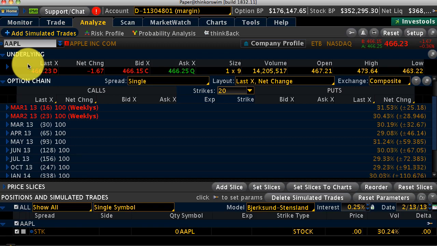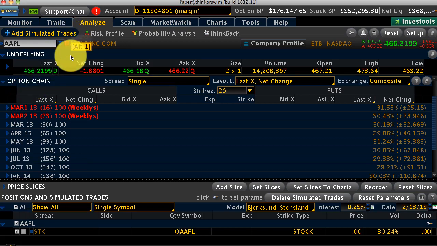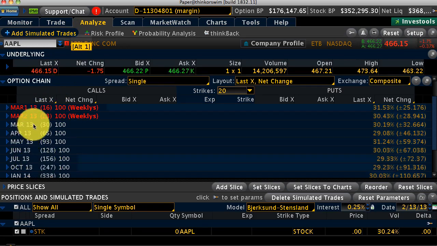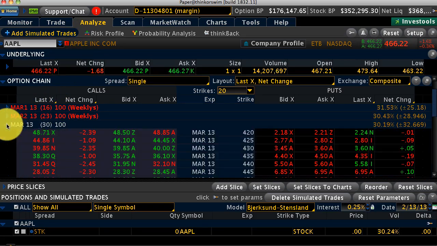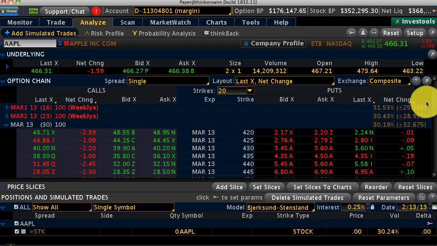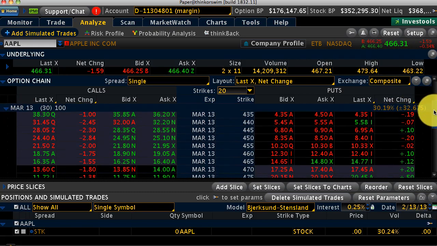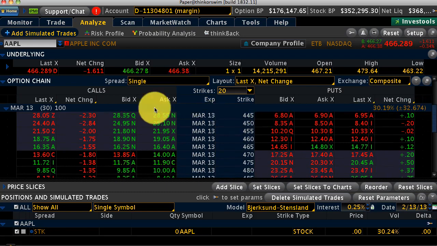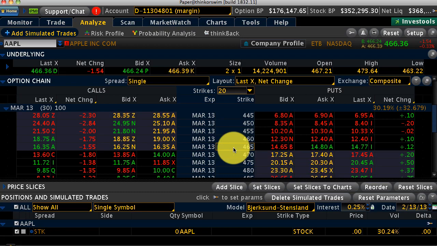Now, put options are a little different. It's a little bit more difficult to understand the layout of the put options. So just like we did in call options, we are going to look at all the different expiries. And, let's pick one. We can pick the March, which has 30 days to expiry. And Apple's current price is 465. So it's closest to 465. So the 465 strike price is going to be the at the money option.